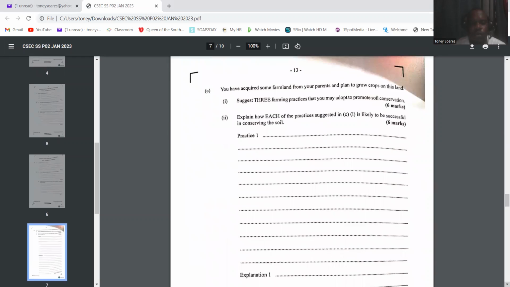All right, you see now, you have acquired some farmland from your parents and plan to grow crops on this land. It says suggest 3 farming practices that you may adopt to promote soil conservation. Then it says explain how each of the practices suggested is likely to be successful in conserving the soil. All right, 3 farming practices to promote soil conservation. So what do you think are some of the practices?